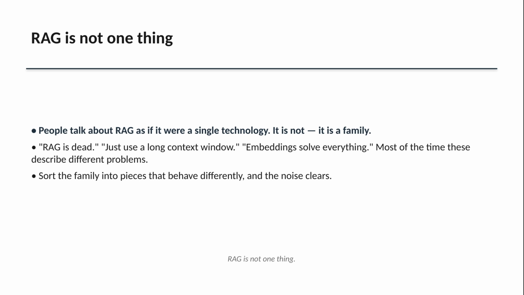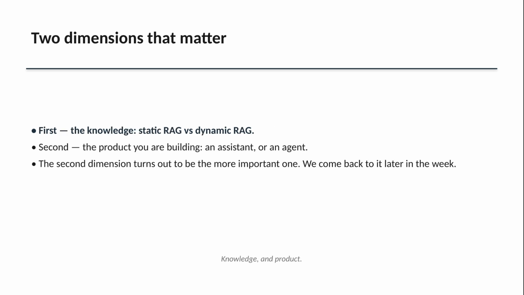the ecosystem of RAG into different pieces that actually behave differently, and there are different approaches to that. So there are two dimensions that matter. The first is about the knowledge. The second is about the product that you are building. And as will turn out, the second dimension will be more important than the first.